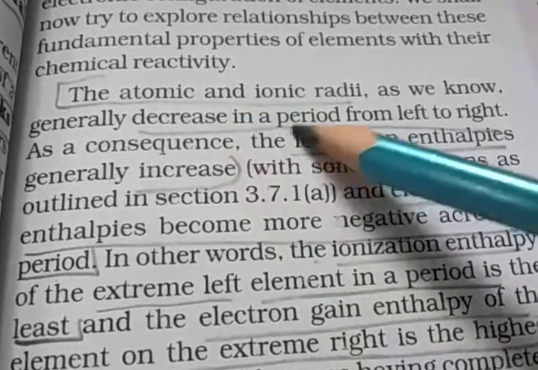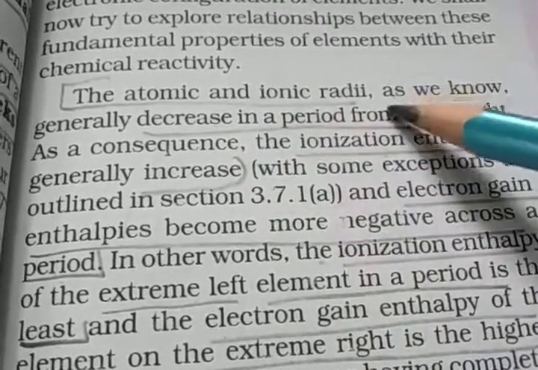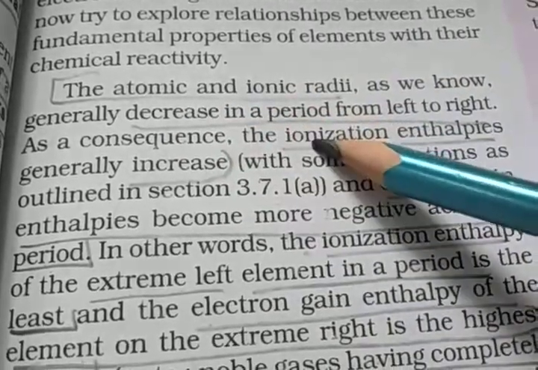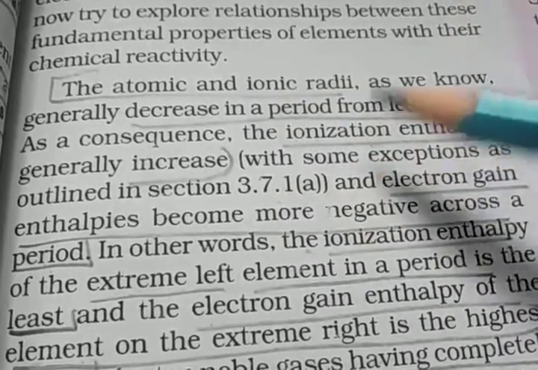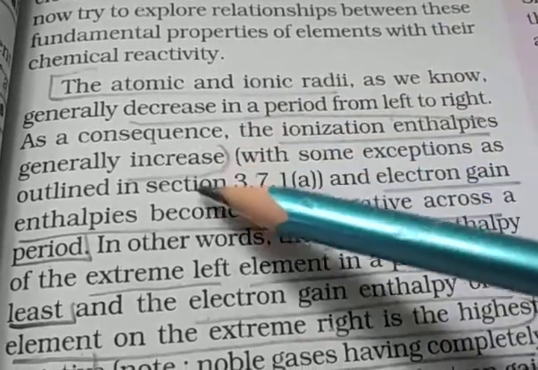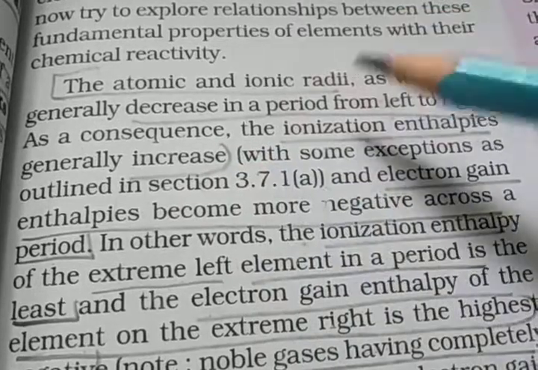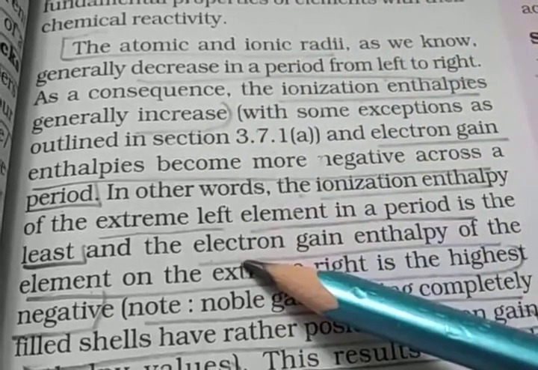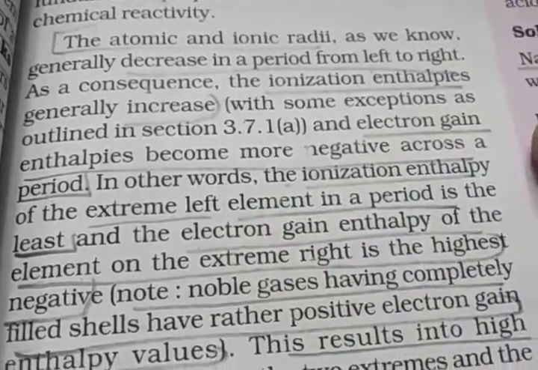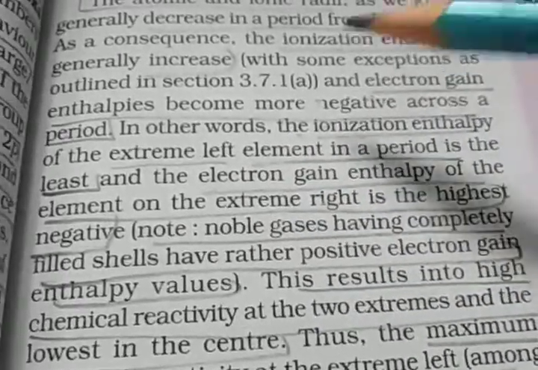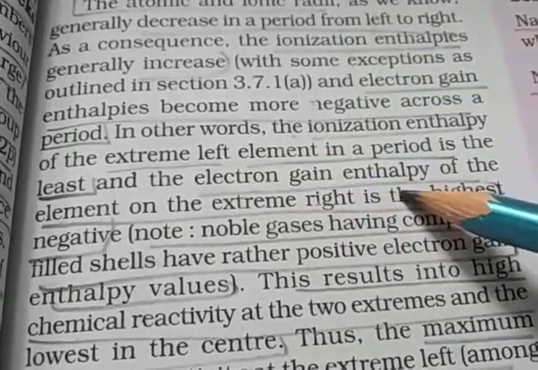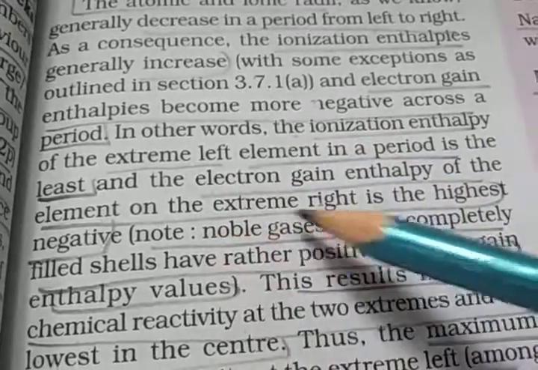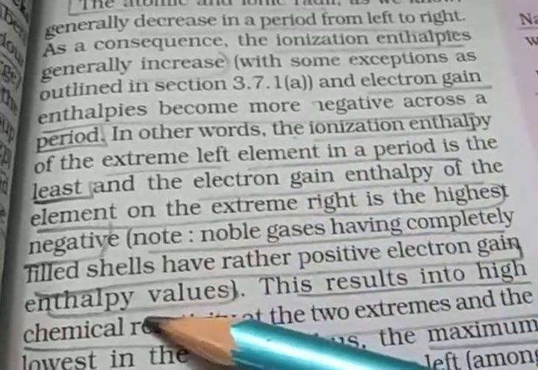So the atomic and ionic radii, as we know, generally decrease in a period from left to right, and ionization enthalpy also generally increases. Then electron gain enthalpy becomes more negative across a period. Ionization enthalpy is the least on the left in a period, and the electron gain enthalpy of the element on the extreme right is the highest negative.